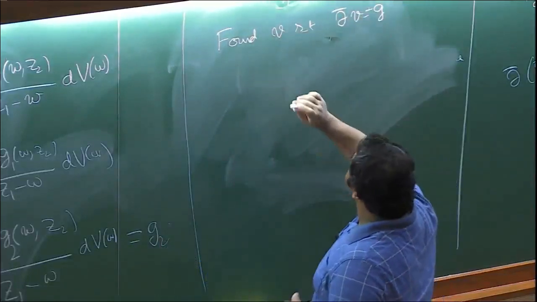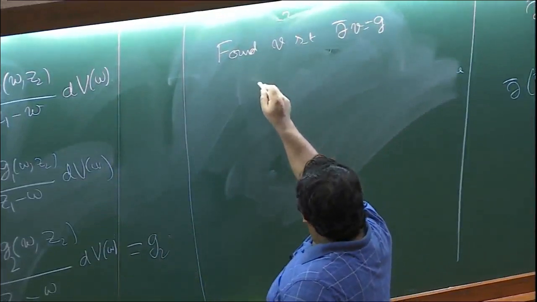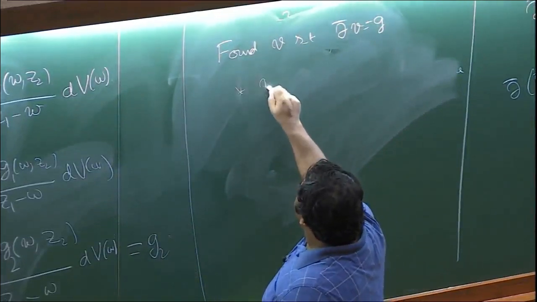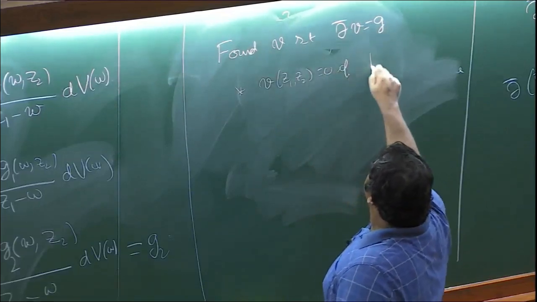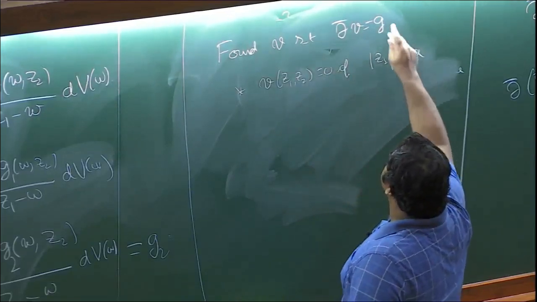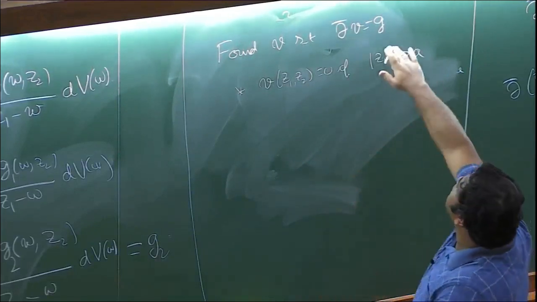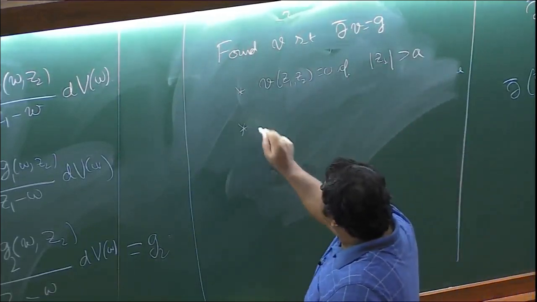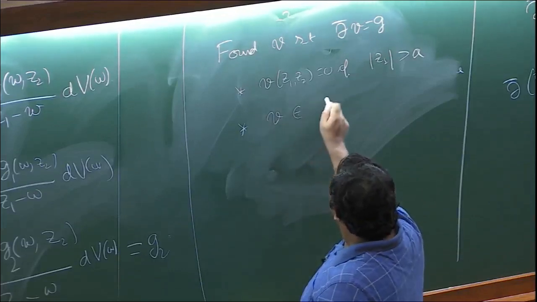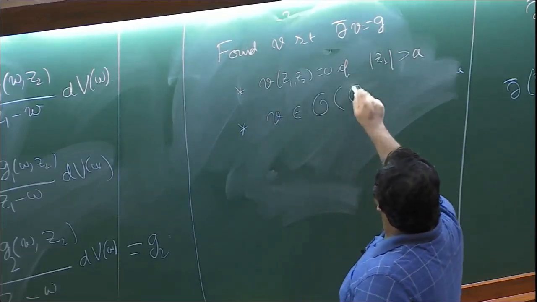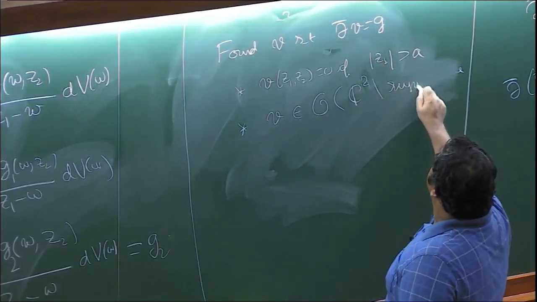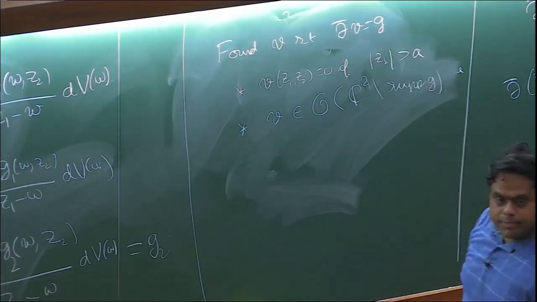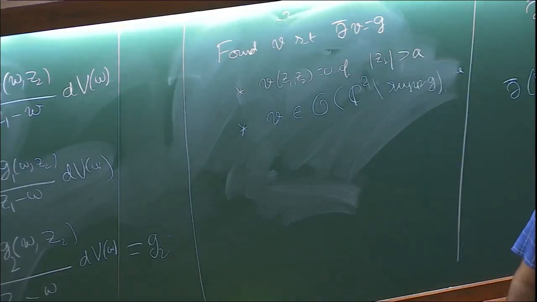So that is good news. And V has certain other properties. The second property is V of Z1, Z2 is 0 if mod Z2 is bigger than this number A, which is the size of a polydisk inside which G lives. And we have another thing: V is holomorphic on Cn, or C2 in this case I suppose, minus the support of G, because there the Z bar derivative vanishes.